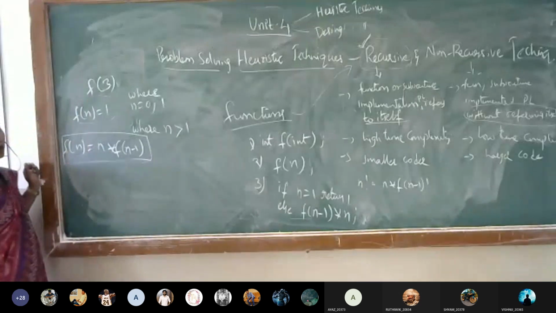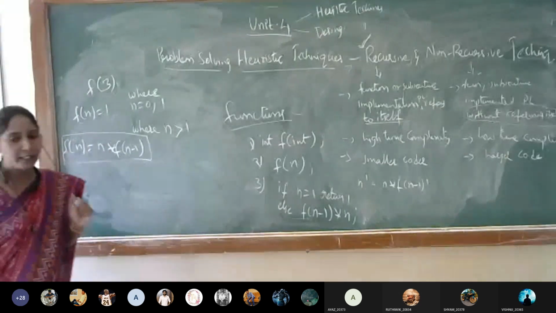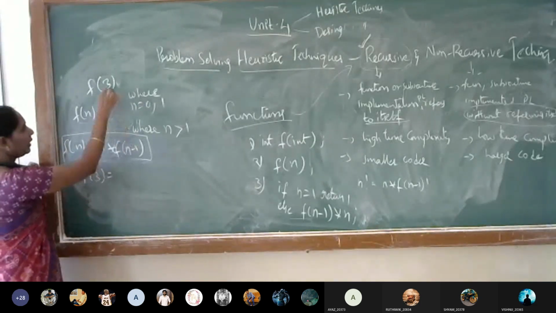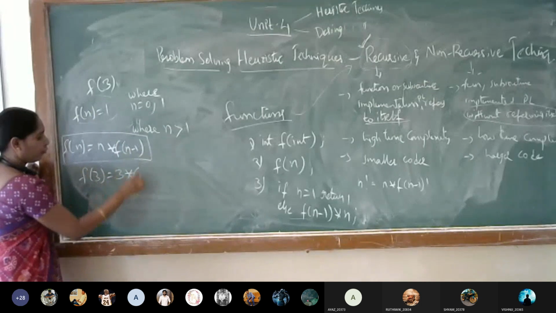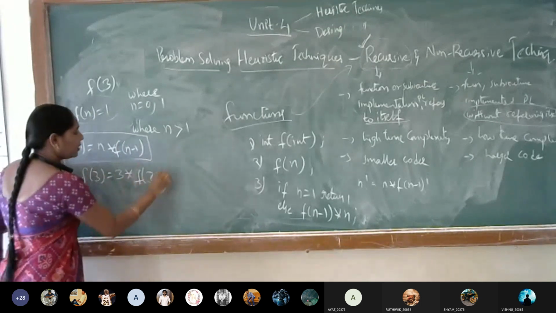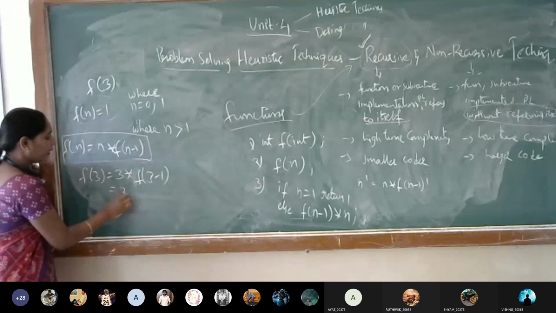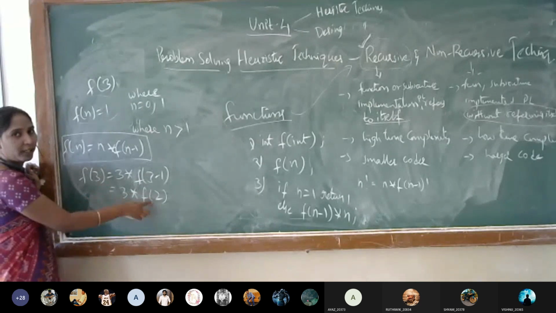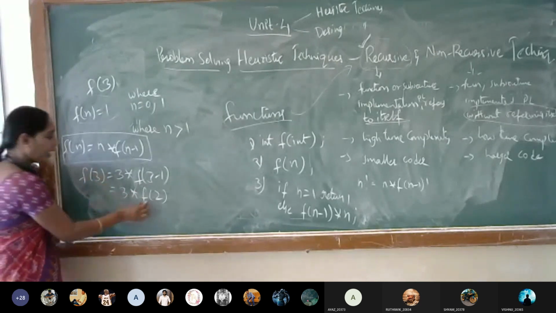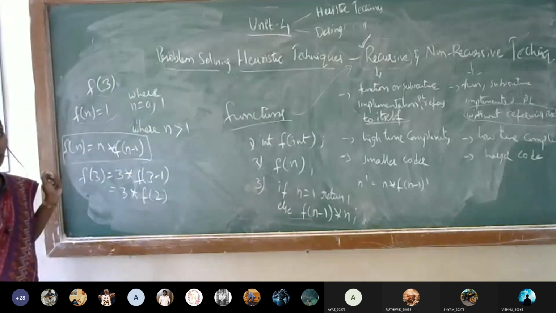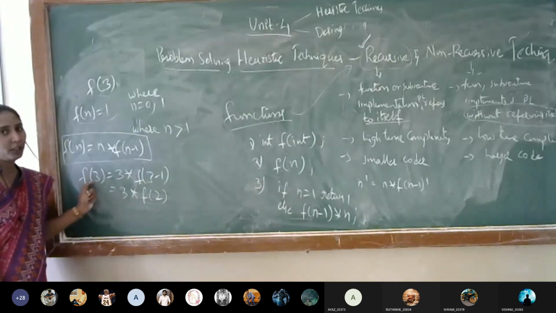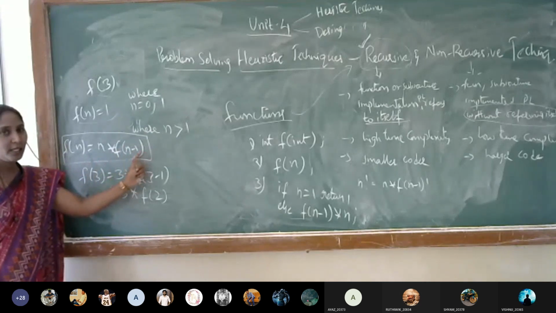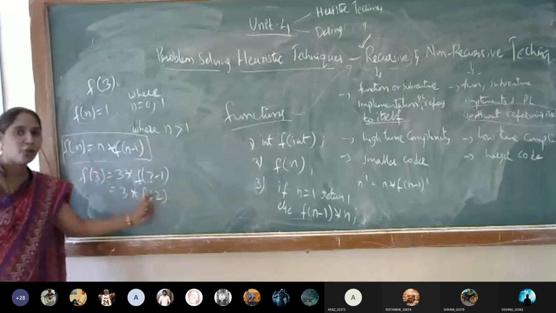First I'll be making use of f of 3. So f of 3 is equal to, what is the n value I am getting here? 3, right? 3 into f of 3 minus 1. That is equal to 3 into f of 2. That means the same function is being called. f of 3 is one particular function and f of 2 is also one particular function, the same factorial function. So factorial of 3 is equal to n into factorial of n minus 1. That means factorial of 3 is calling factorial of 2.